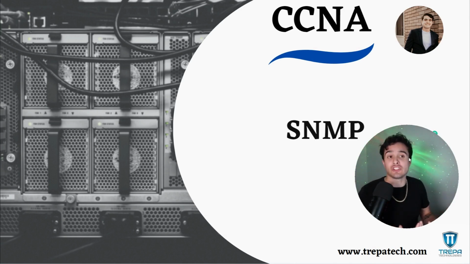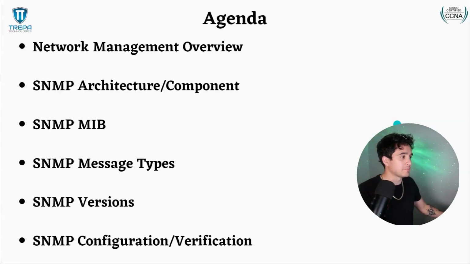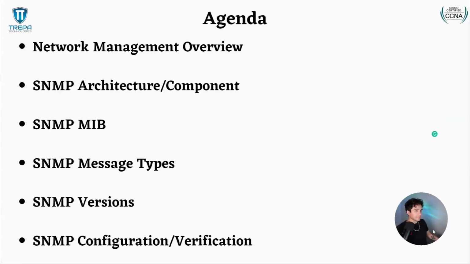So let me jump right into it instead of talking about it. Let's go over our agenda. We're going to go over a network management overview, network management holistically, not just as it relates to SNMP. Then we'll jump into the SNMP architecture and components. Then we'll go over the MIB, a very important thing to understand. Then we'll go over the different SNMP message types: the GET messages, and the difference between traps and informs.